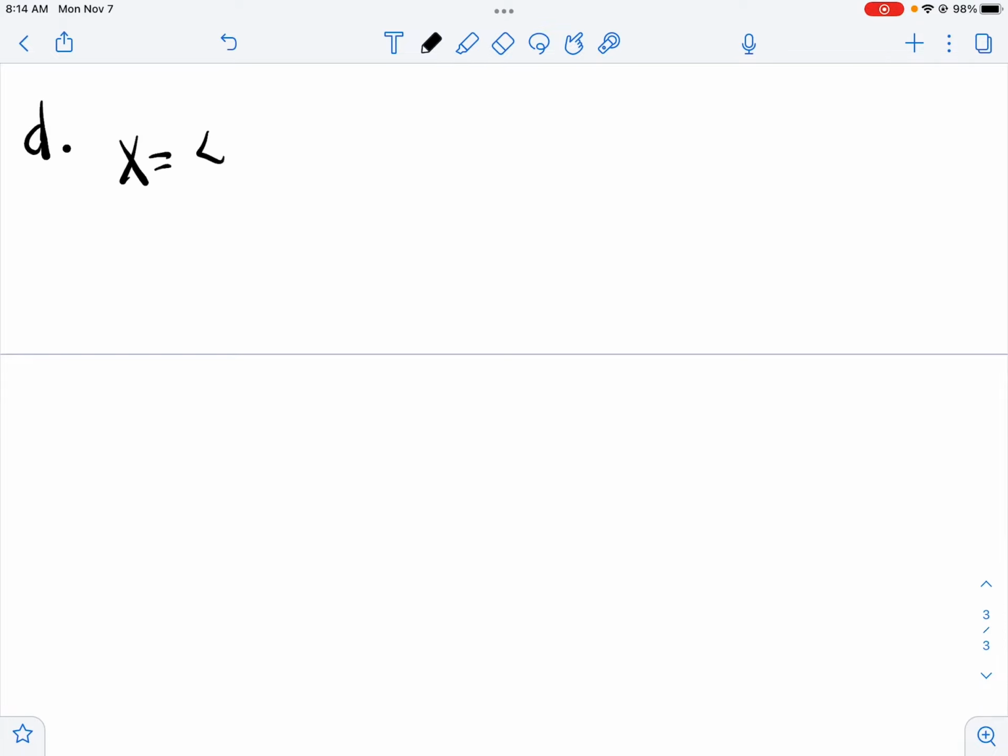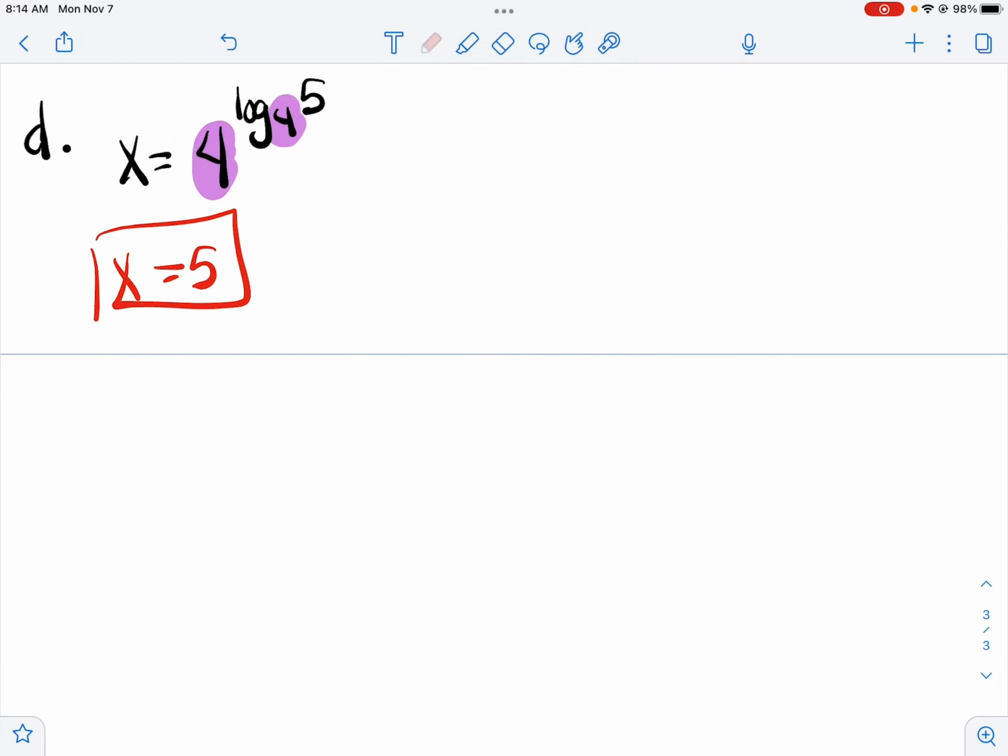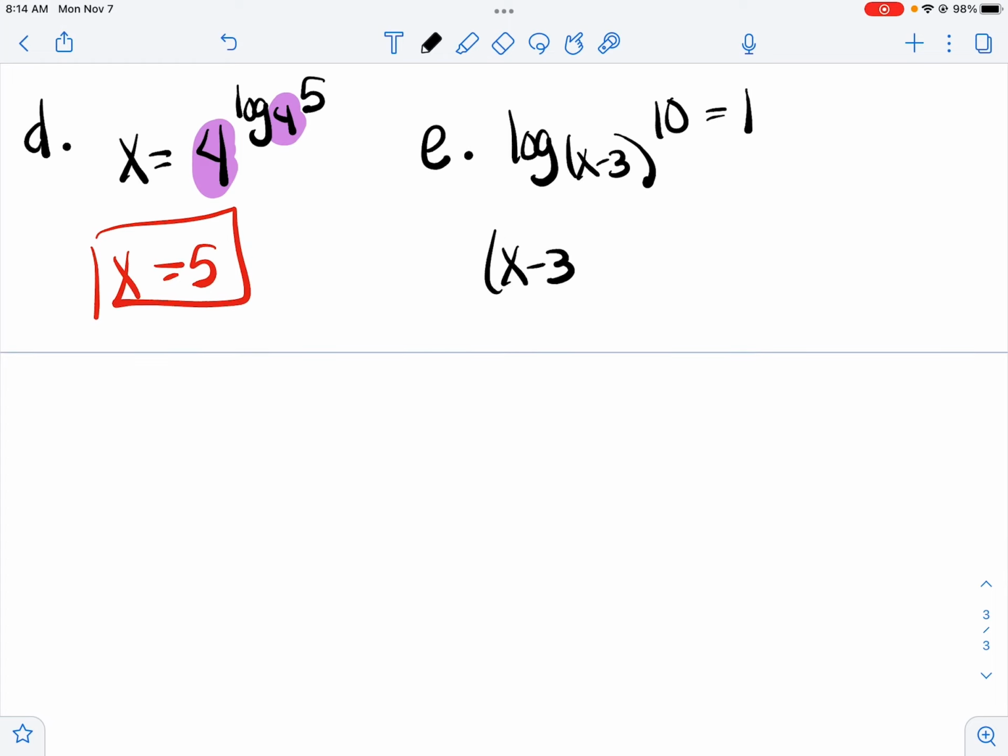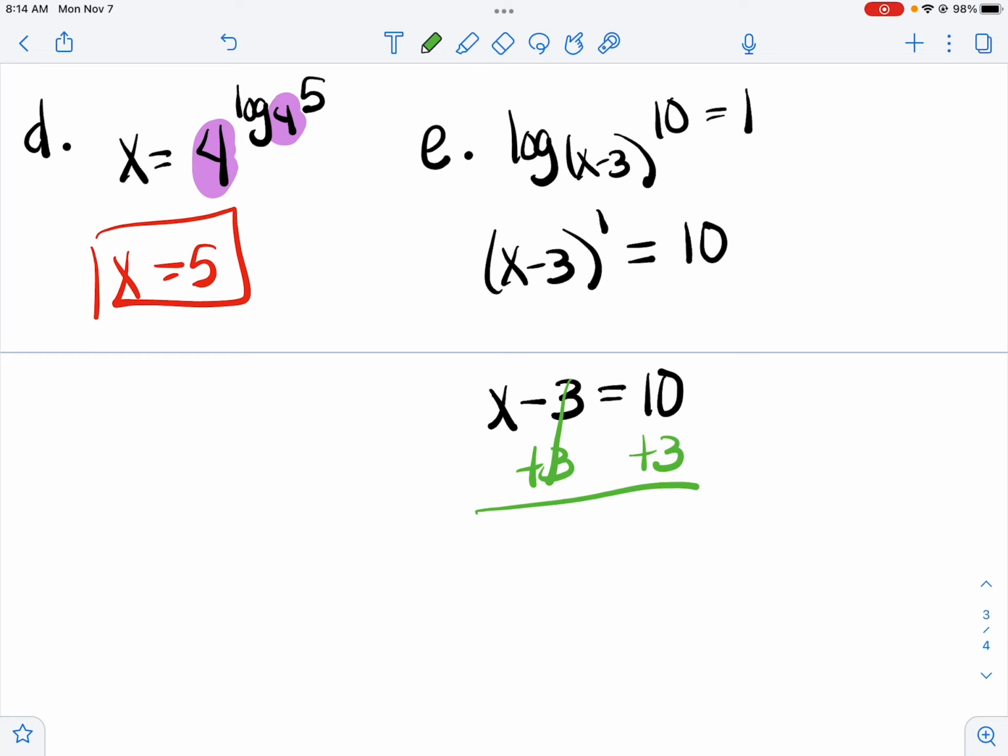Look at part D. We have x equals 4 to the log base 4 of 5. Now notice our logarithm is in our exponent here, but the base of the exponent and the base of the logarithm match, so they cancel, and we get that x equals 5. Then look at part E. We have log base x minus 3 of 10 equals 1. Our base here is x minus 3. Our power is 1, equals 10. Well, x minus 3 to the first power is x minus 3. And then add the 3 to both sides to solve for x. And we get that x is 13.